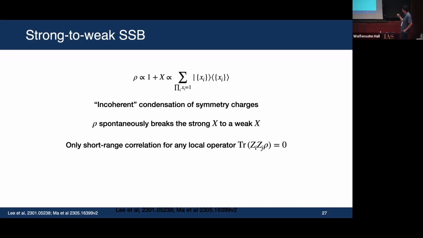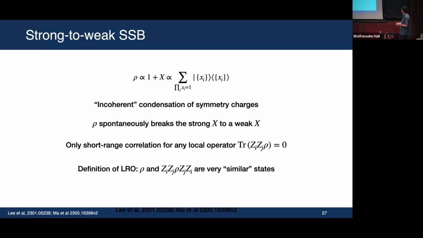And why do we say that this is a strong to weak symmetry breaking state? That requires a little longer discussion. But let me first state a couple of facts about this state. First, you can calculate the two-point function of the order parameter in the state, and you'll find it's 0 for any, actually not just for z, for any local operator. The two-point function for z is 0. For other operators, it's factorized. There's no long-range order.